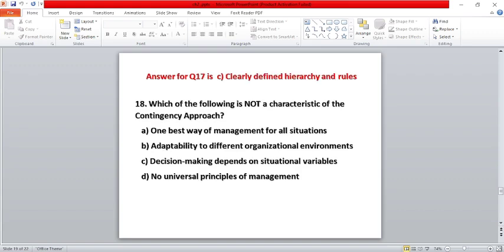Question number 18. Which of the following is not a characteristic of contingency approach? A. One best way of management for all situations. B. Adaptability to different organizational environment. C. Decision making depending on situational variable. D. No universal principles of management. The answer for question number 18 is A. One best way of managing for all situations.